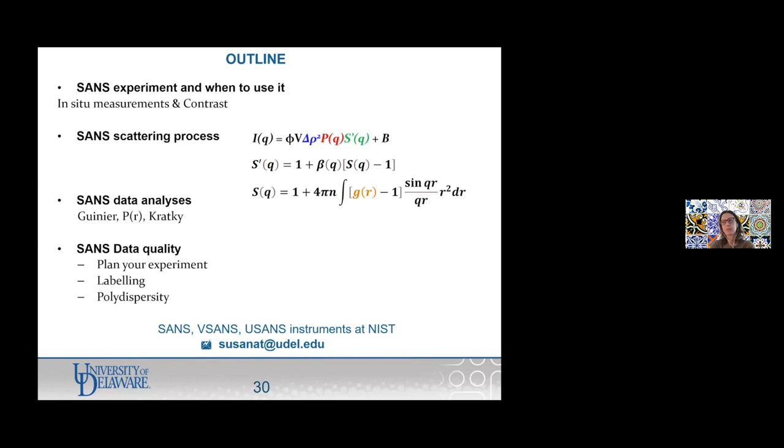So important things like the temperature and Q range and all that. And then the second folder has a step-by-step instruction on how to fit the data. So basically what we're going to do in the tutorial.